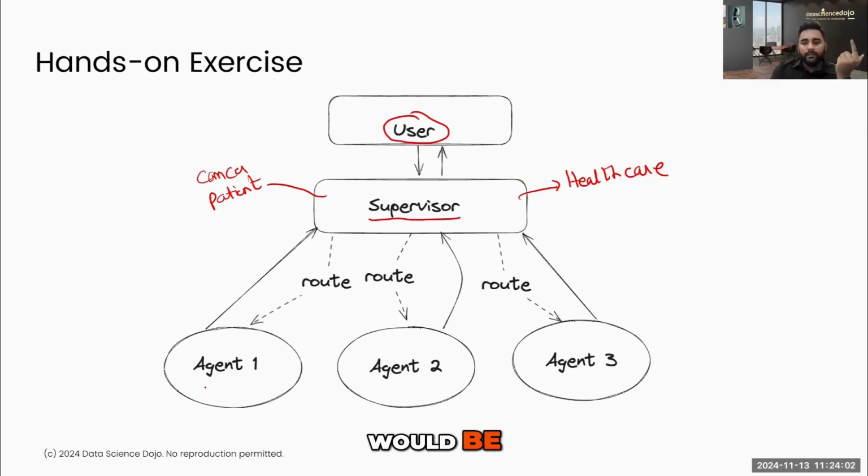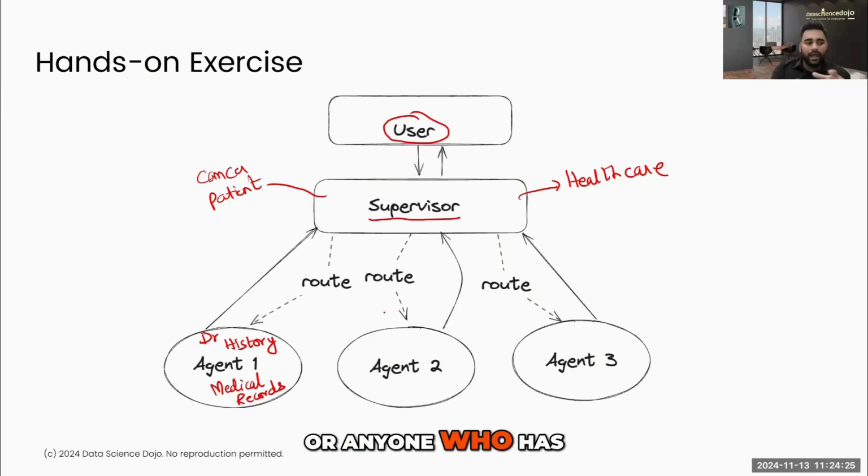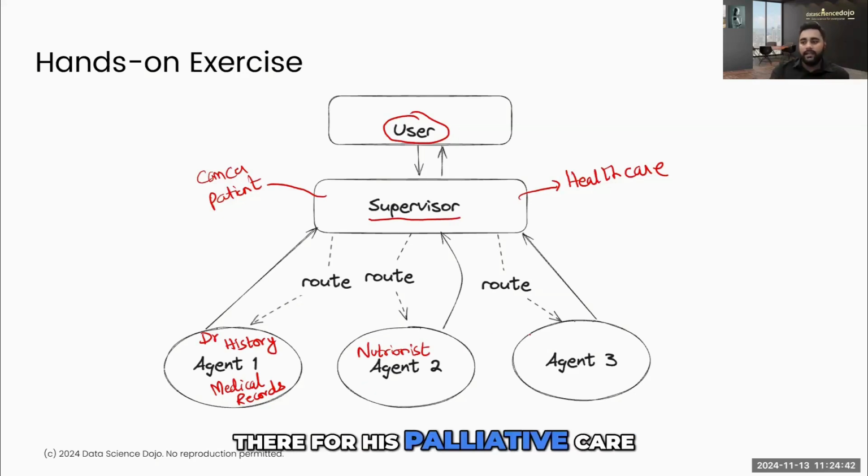So agent one would be a doctor that knows all of his history, a doctor that has all of his medical records. And then the second doctor would be his nutritionist, or anyone who has all the knowledge of his past history, of his past medical records. So this could be his personal nutritionist. And the third agent would be anyone who would be there for his palliative care.